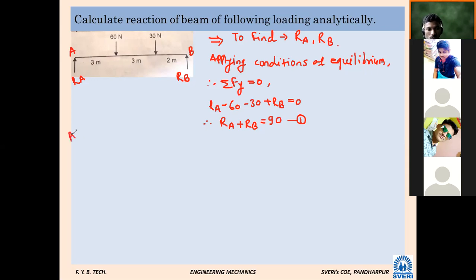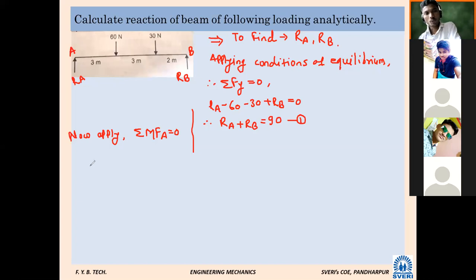Now apply summation of moment due to all forces at point A is equal to 0. Now RA will not come. Very carefully you have to say RA will not come. What about the 60 Newton force? First, why is RA not coming in this equation? Because it is passing through point A, the effect will be 0, or the perpendicular distance is 0, so the moment is 0.